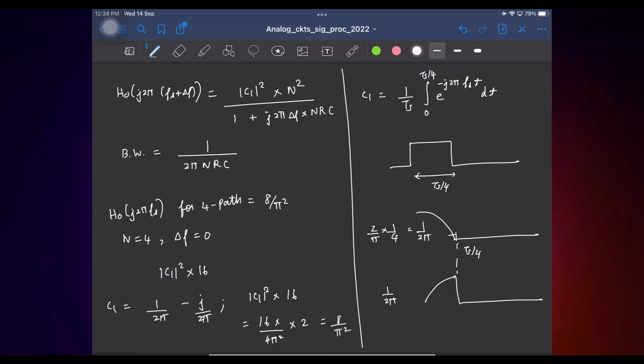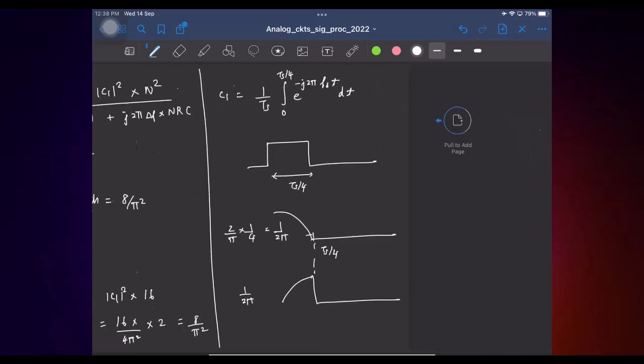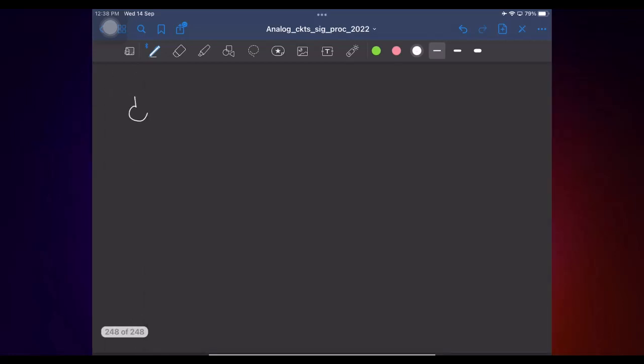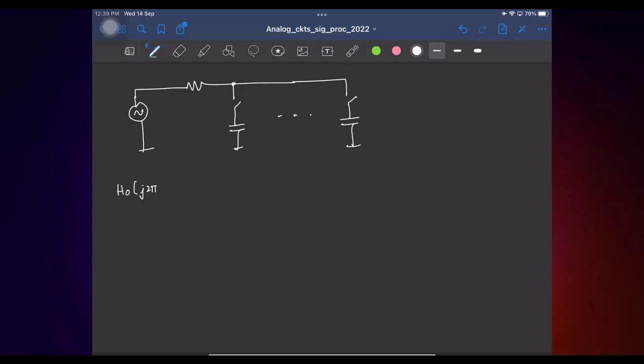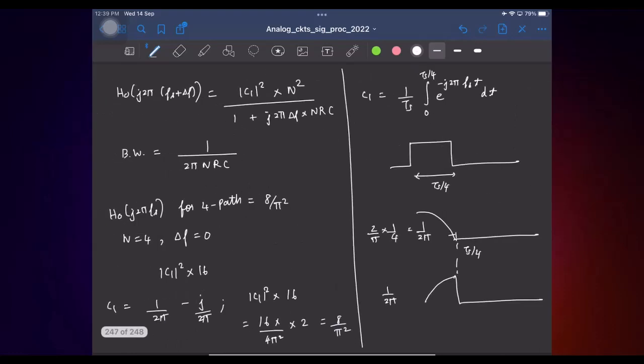Okay. So one last comment. Let us say I take this N-path filter, and I make N very large. So I have a very large value for N, and I am interested in H0 of J 2 pi fs. Can you try to guess what this might be? At least you can check from this also.